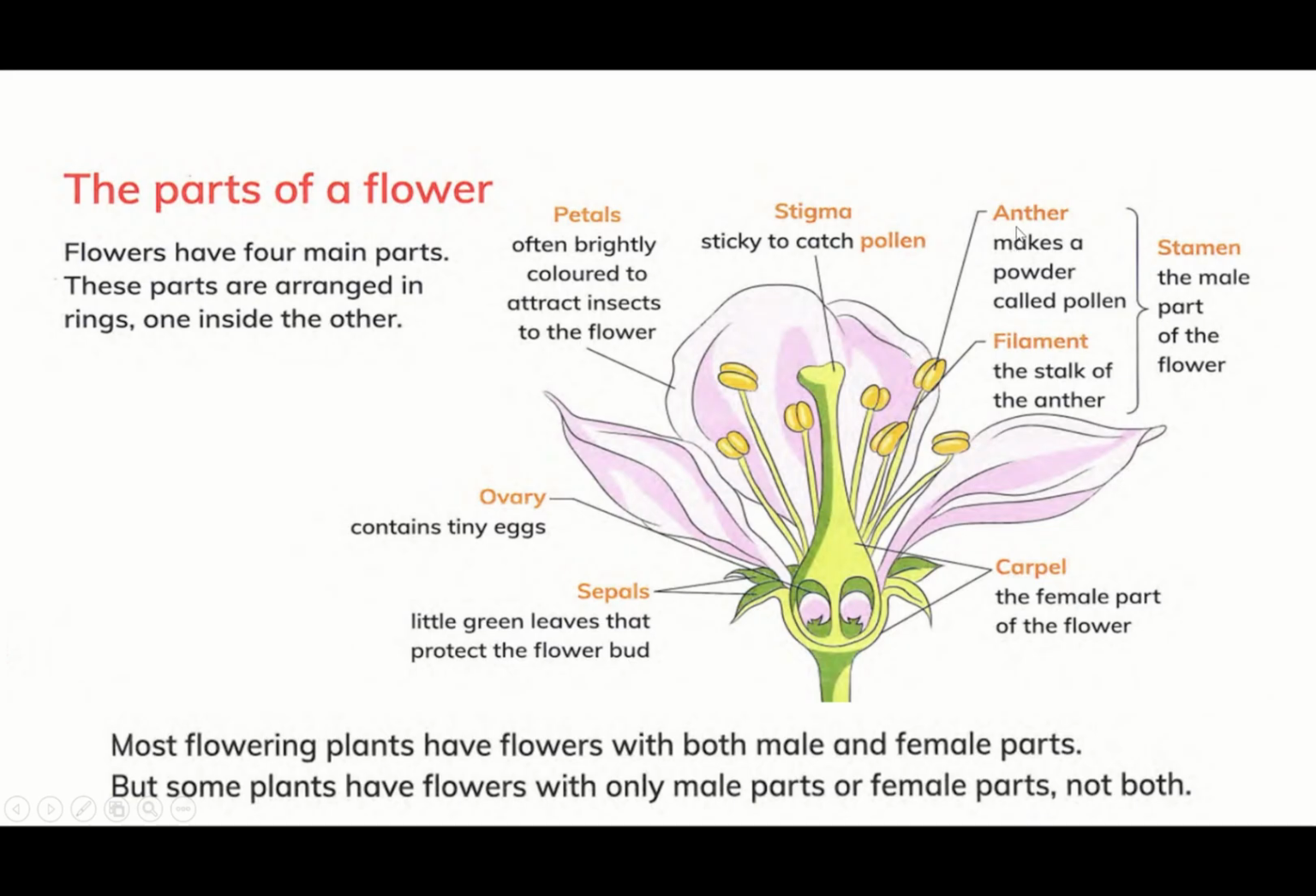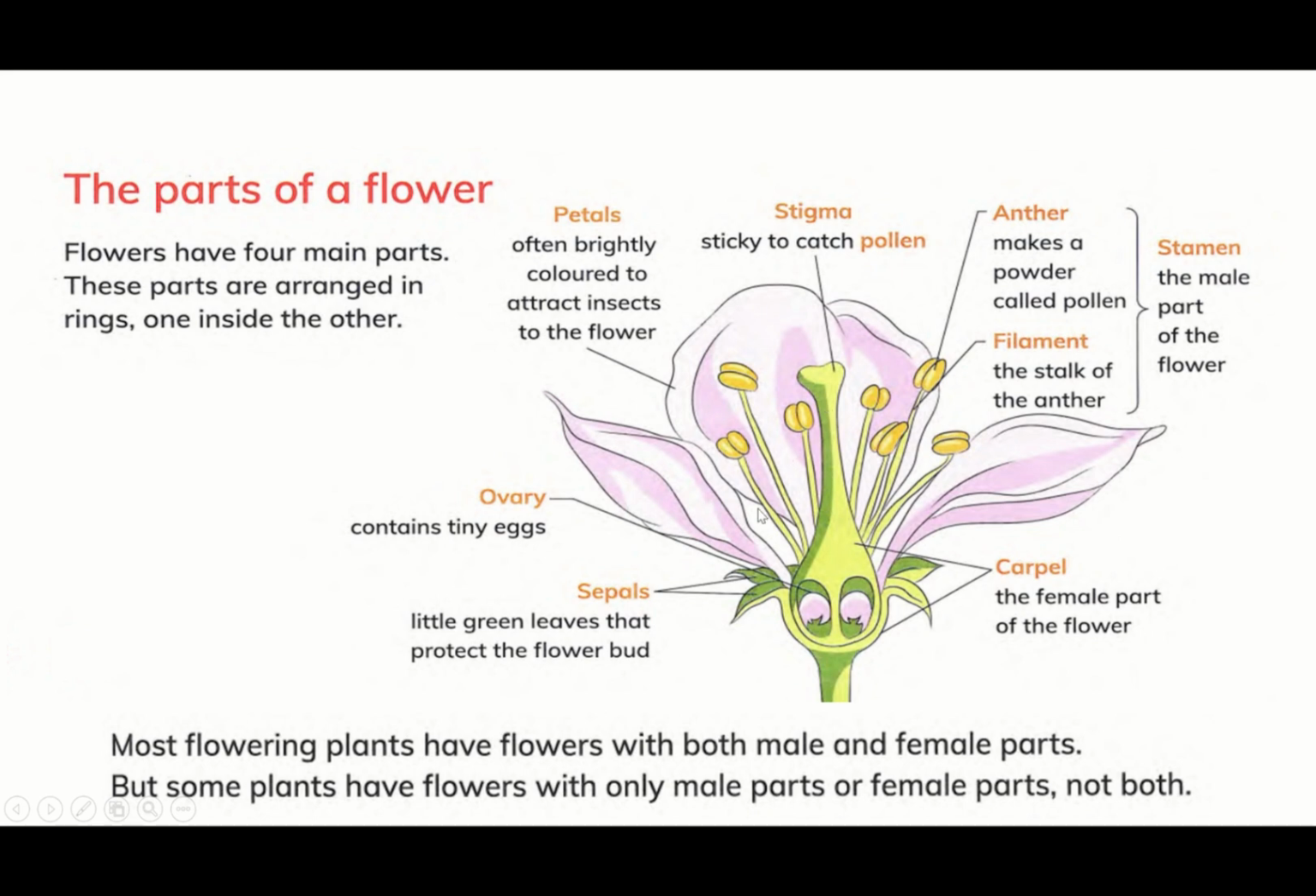Guys, pollen is made by the anther, and when it moves, it will stick to the stigma, because the stigma is the sticky part of the flower which catches the pollen. The pollen will stick to the stigma.